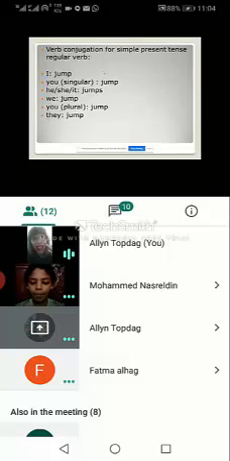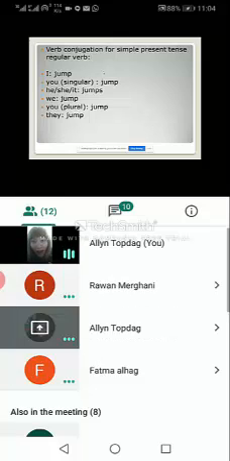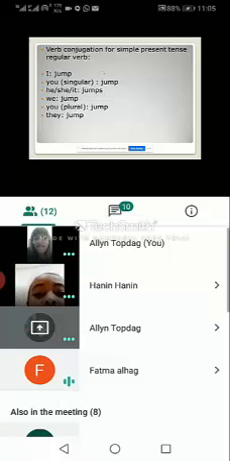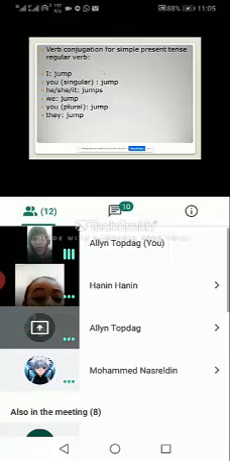I jump. You jump. She jumps. We jump. You jump. They jump. Okay, why am I trying to tell you guys to remember all this, the rules in verb conjugation? Because sometimes when you write your narrative or descriptive writing, some of the kids usually use this.